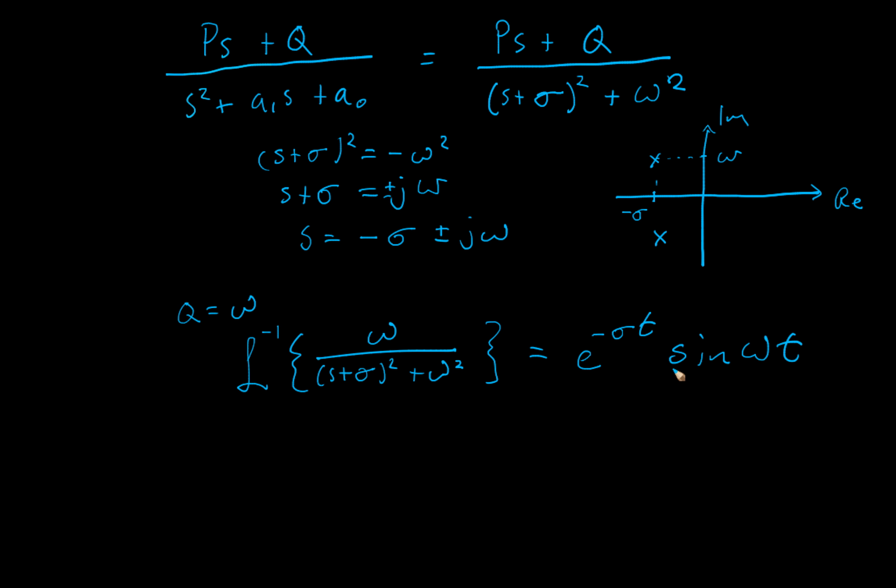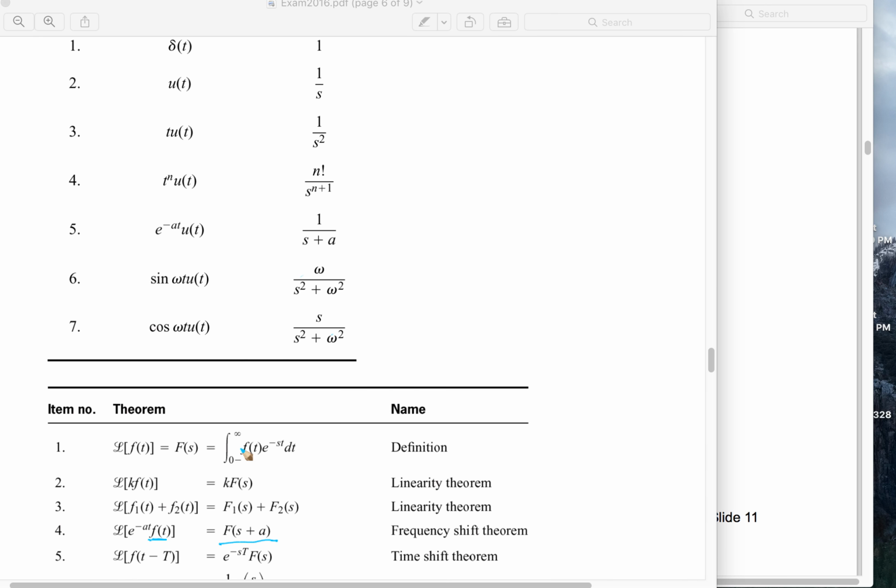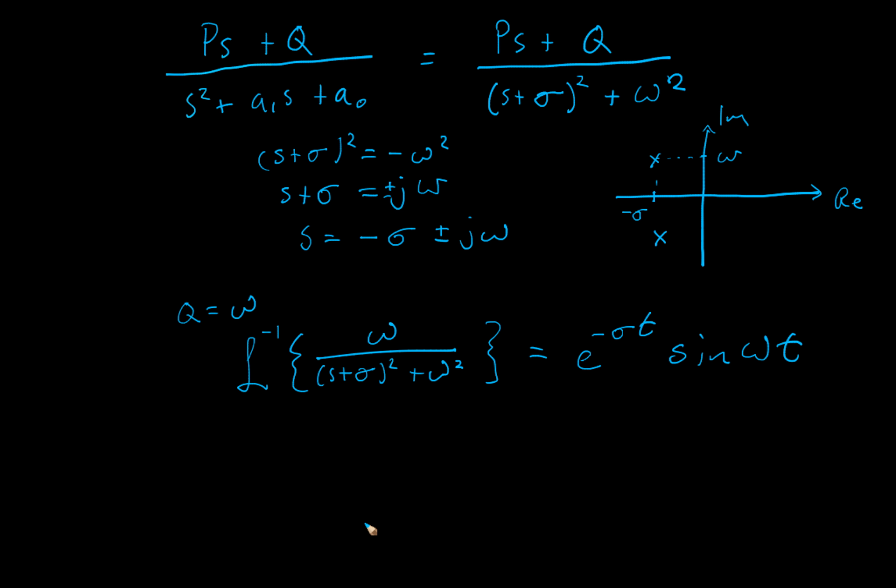So this is how you use the combination of the rules for sine and cosine and the frequency shift theorem to get the response of this kind of damped sinusoidal response. And what we can see here is that the real part of the pole locations relates to the exponential rate of decay or growth, hopefully decay, because we want the system to be stable, whereas the imaginary part of the pole locations corresponds to the frequency of oscillation.